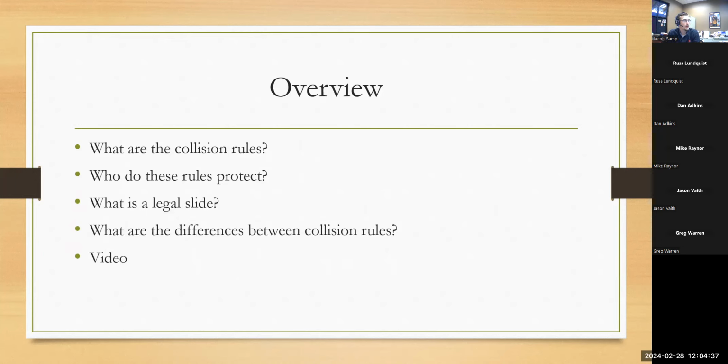So we're going to talk about what collision rules are, who the rules protect, what is a legal slide, what are the differences between the collision rules, and then we have a couple videos to go through.